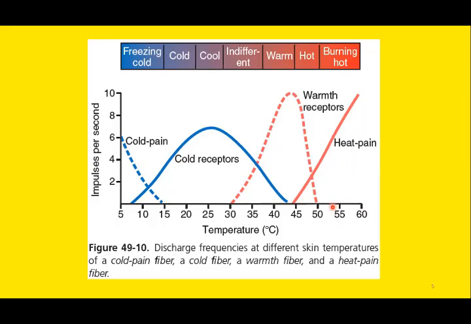beyond 50 degrees centigrade. The cold receptors and the warmth receptors, Ruffini for warmth and Krause for cold, are sensitive at variable temperature ranges. Peak for cold receptors is at 24, peak for warmth receptors is at 45 degrees centigrade. So to summarize, different types of thermoreceptors respond at a specific temperature range.